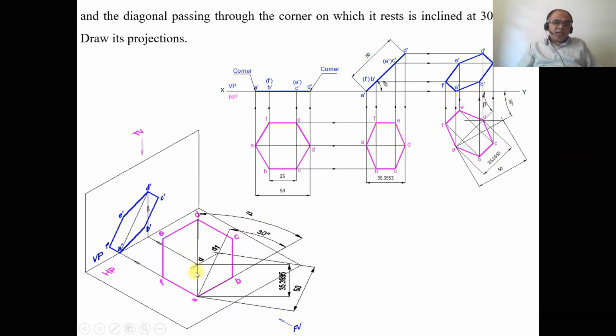So how are we going to analyze this? Once it is inclined at 30 degrees to VP, as we know this is the apparent length, we rotate the second position top view such that the diagonal AD is rotated till it becomes 35.3553. Once you get that, and you draw the corresponding front view, you will be able to get this drawing. So this drawing and this drawing are one and the same. This is how you will be able to analyze this problem in 3 dimensions.